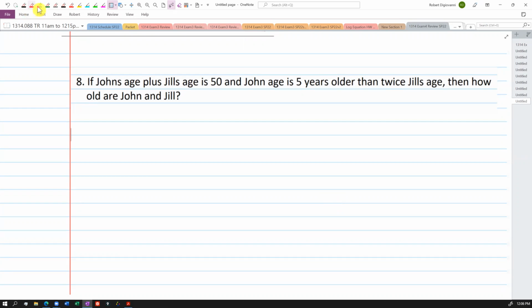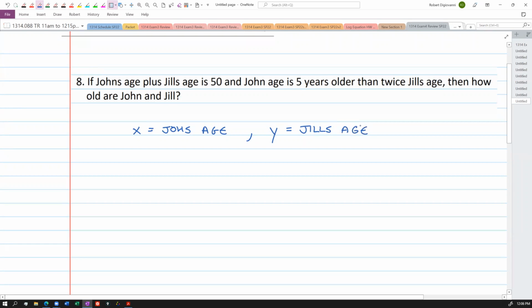So let's establish what we're trying to do. Let's let x be equal to John's age, right? That sound good? Let's let y be equal to Jill's age. All right, so any equations we can start with? x plus y is 50, right? That's the first statement they give us. John's age plus Jill's age is 50. Okay, so that's our first equation.